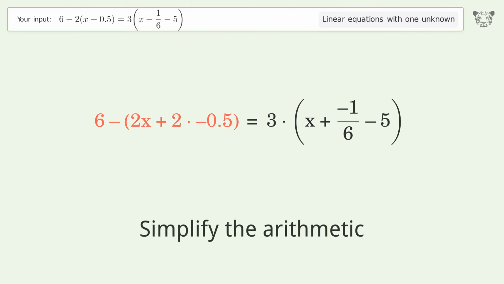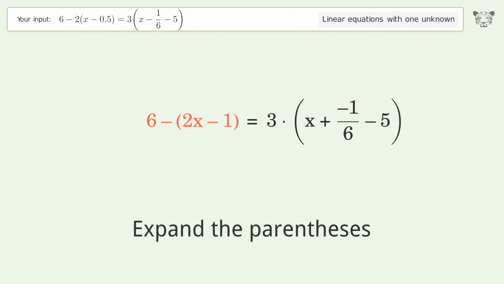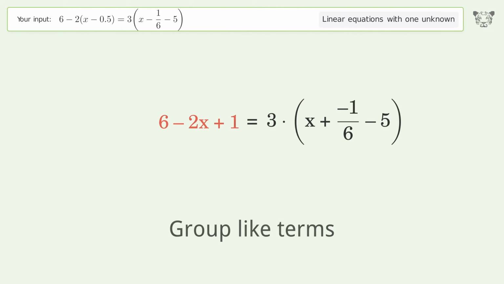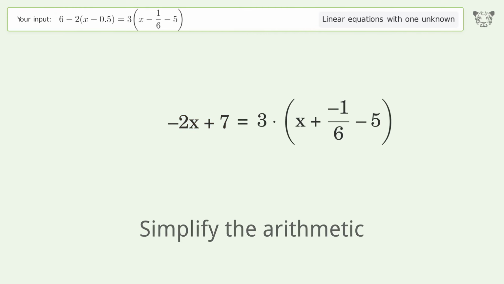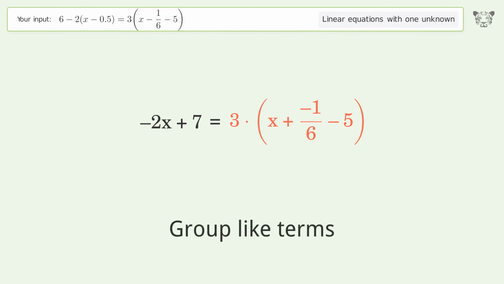Simplify the arithmetic. Expand the parentheses. Group like terms. Simplify the arithmetic. Group like terms.